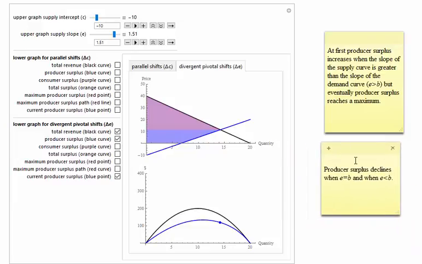And also I should mention, producer surplus declines when E is equal to B, or likewise when E is less than B. In other words, the slope of the supply curve is less than the slope of the demand curve.